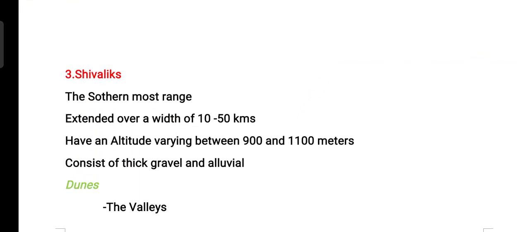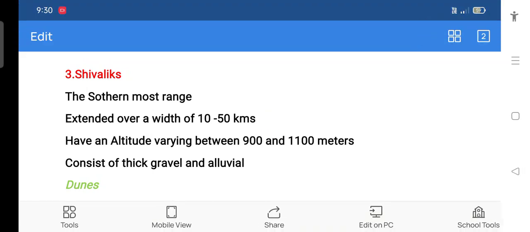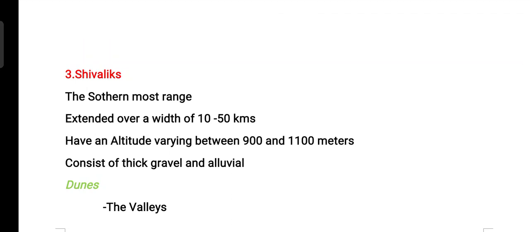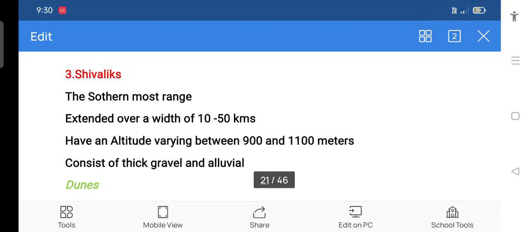The Shivalik is nothing but the southernmost range of the Himachal, or the third range of the Himalayas. These extend over a width of 10 to 50 kilometers. They also have altitudinal variations between 900 meters to 1100 meters. These consist of thick gravel and alluvial deposits.